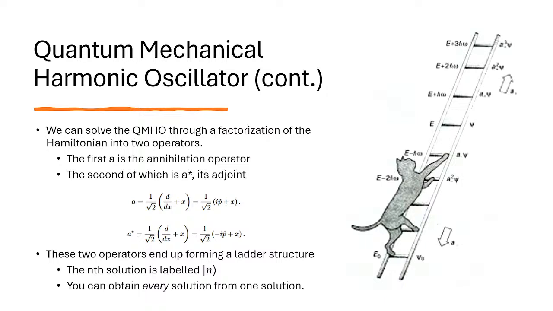And we have these two operators which happen when we factor the harmonic oscillator. Basically, it's like a difference of squares, like x squared minus a squared is x minus a, x plus a. Using that, we're able to apply the annihilation operator, which brings the cat down the ladder by 1 and solves for that solution. And then the creation operator brings the cat up the ladder by 1. And basically, we're able to solve for every single solution from one solution.